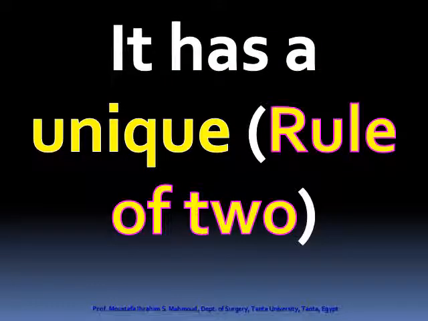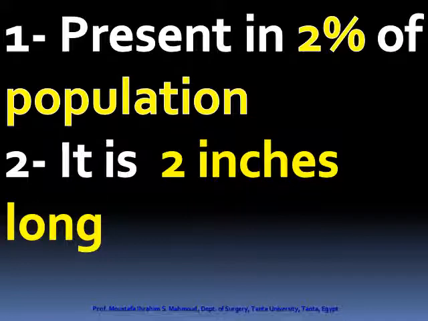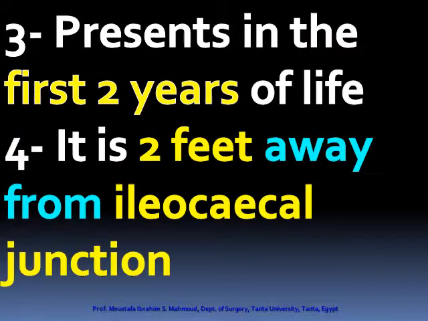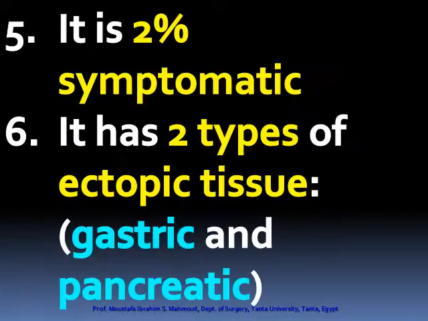It has a unique rule of 2, present in 2% of the population. It is 2 inches long, present in the first 2 years of life. It is 2 feet away from the ileocecal junction. It is 2% symptomatic. It has 2 types of ectopic tissue, gastric and pancreatic.